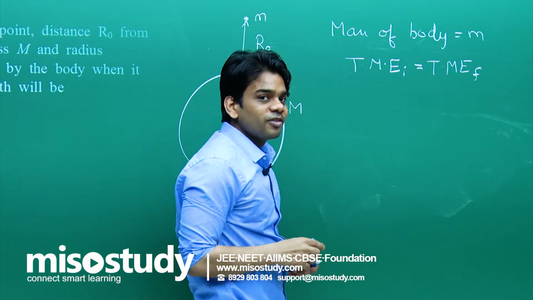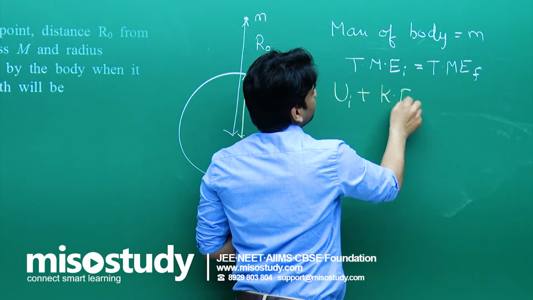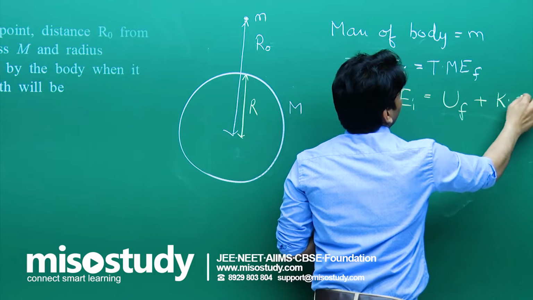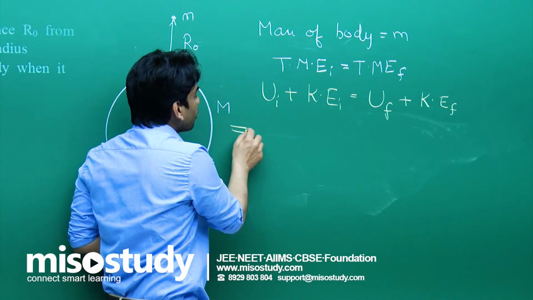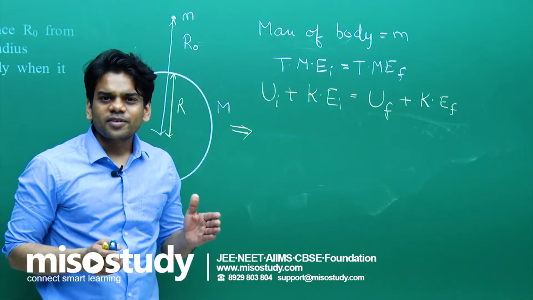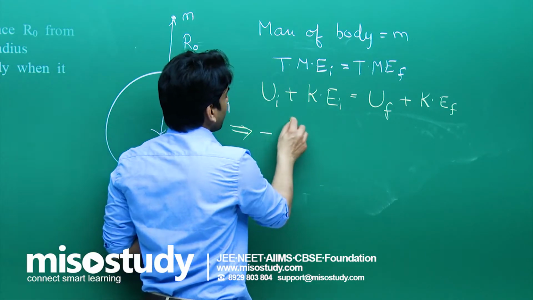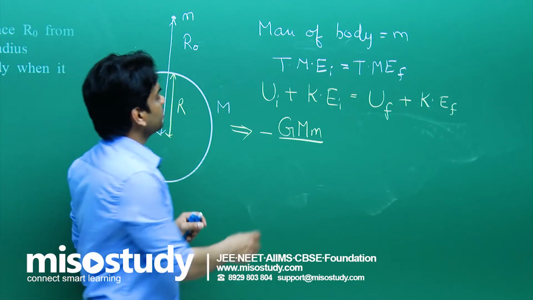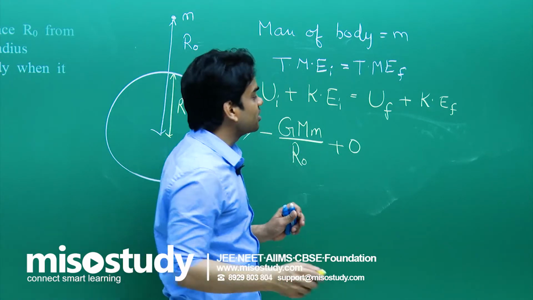So for this, we need to note down that initial potential energy plus initial kinetic energy will be equal to final potential energy plus final kinetic energy. This is what we can easily write down. Initial potential energy, we know that two bodies separated at a distance, the potential is given by minus GMm upon the separation. So hence this will be minus G capital M small m upon separation, that is r0. Kinetic energy is 0 because it is at rest, so kinetic energy is 0 initially.